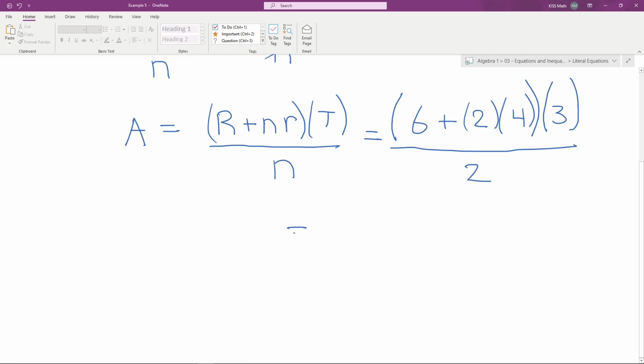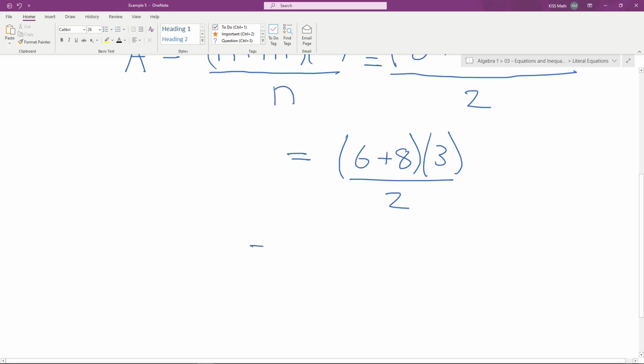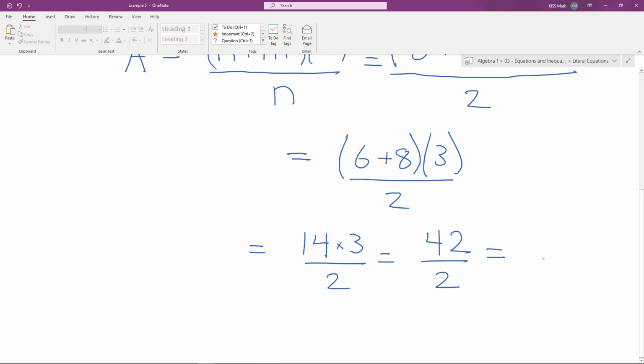So let's just simplify that. So 6 plus 2 times 4, which is 8, times 3 divided by 2. Simplify a little bit further. I get 6 plus 8 is 14 times 3 divided by 2. This will be 42 divided by 2. And then finally, the final answer is 21.